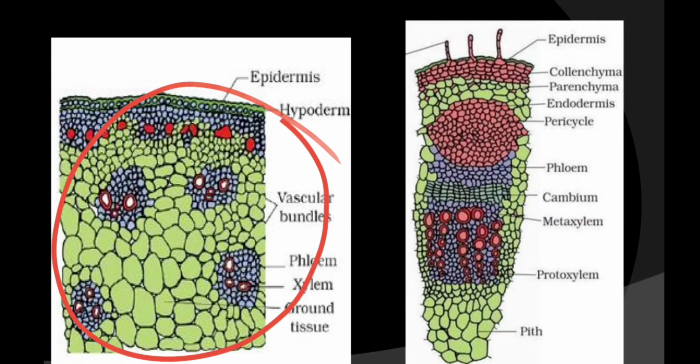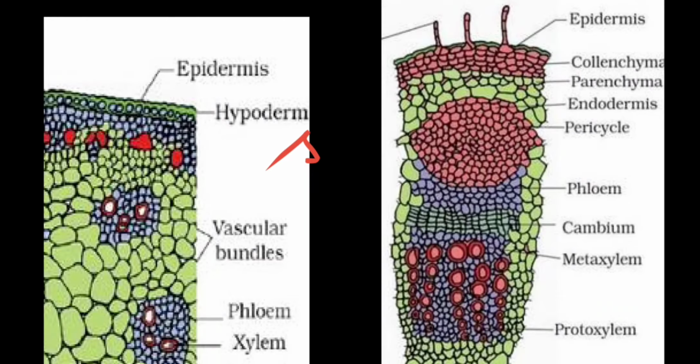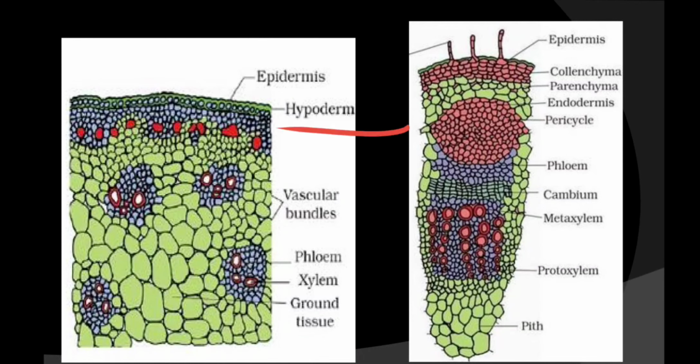Now you just focus on the monocot stem. What are the regions you are able to see in the monocot stem? You will see here epidermis, then below the epidermis the hypodermis is there. The hypodermal cells are sclerenchymatous in this case. Just remember this, they are sclerenchymatous. In the dicot stem they are collenchymatous. Collenchymatous means they are thickened at the corners, right? And in sclerenchymatous there is lignin deposition all around.